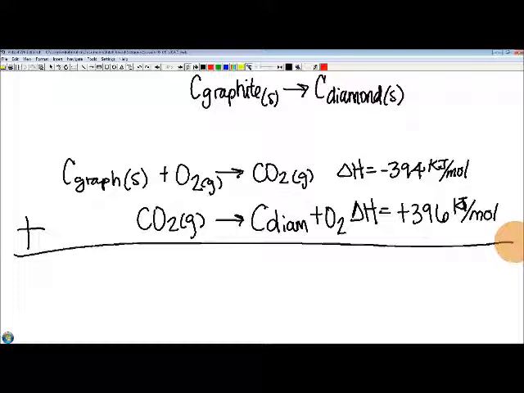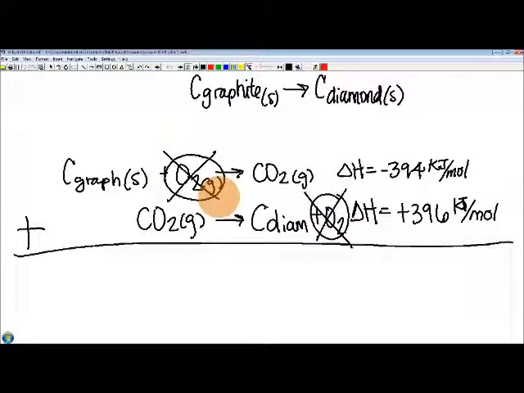So, looking at the first equation, we have oxygen gas on the left side of the arrow in the first equation, but in the second equation, it's on the right side of the arrow now. So that means they can be canceled. So go ahead and cross it out. It's gone. Then, same thing goes with the CO2. On the first one, it's on the product side, and on the second one, it's on the reactant side, so it cancels out. And then there's nothing else to cancel, so we write what's left over.